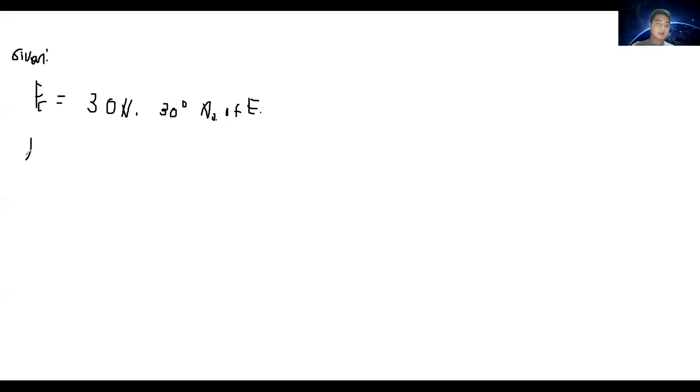And then we have F sub D, or the force D. It is equivalent to 50 newtons, 40 degrees north of west. 50 newtons. Then we have 40 degrees north of west.